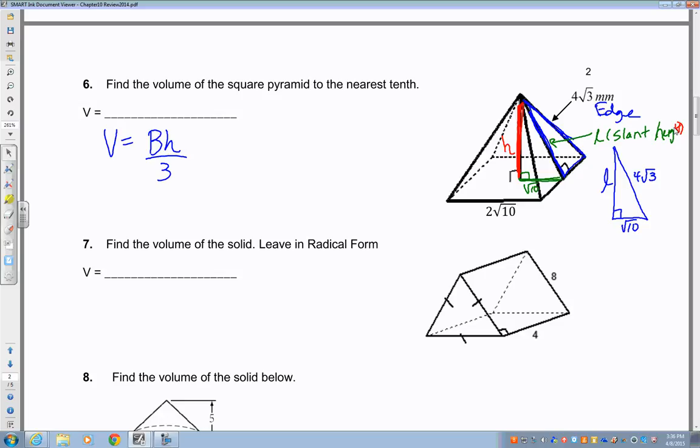All right, so you have to do the Pythagorean theorem twice. Do you see why you have to do the Pythagorean theorem twice? There are going to be problems where you have to do it twice.